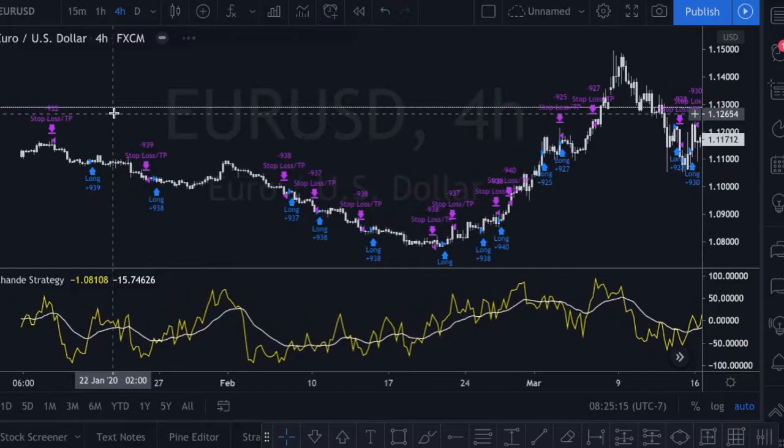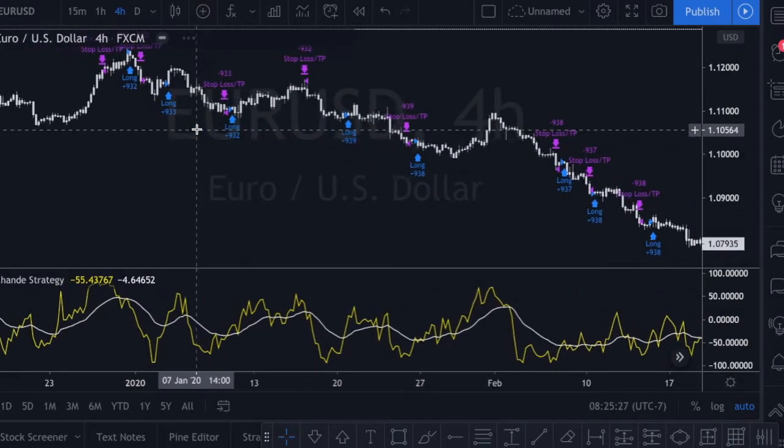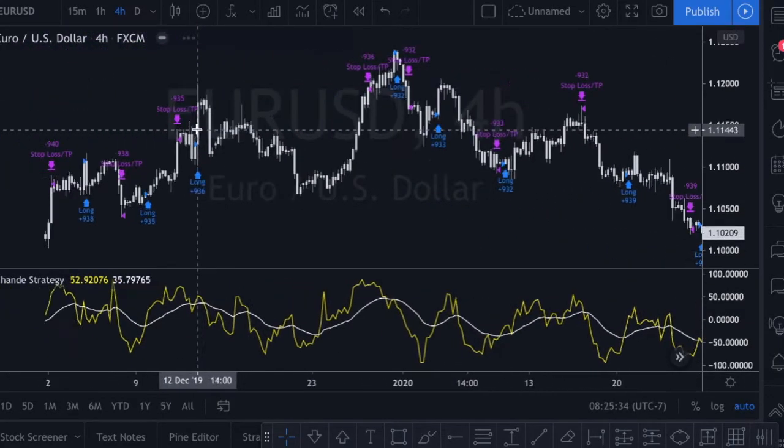My name's Osiris and I just got done back testing the Chande Oscillator. This is what the Chande Oscillator looks like down here, and I'm using the 4-hour Forex EUR/USD chart. EUR/USD is just hard for me to say sometimes. So here's what the strategy looks like.